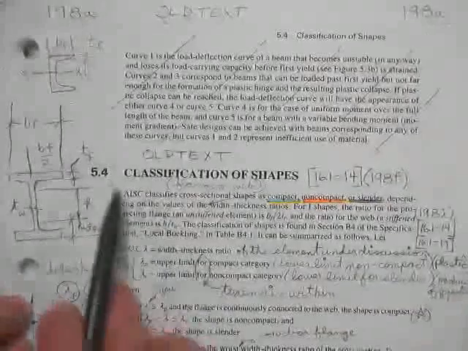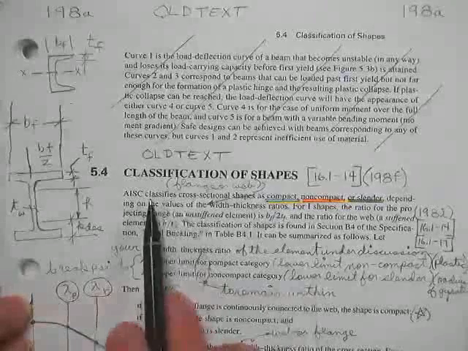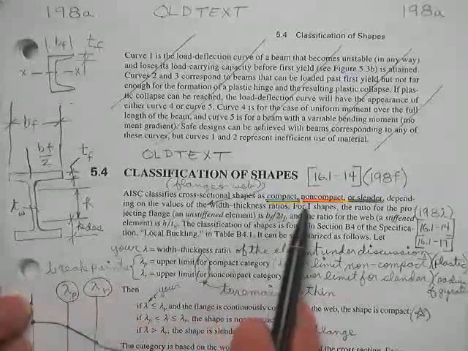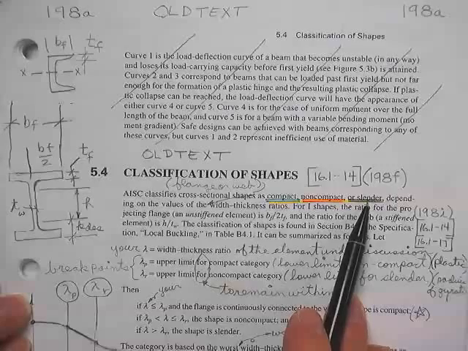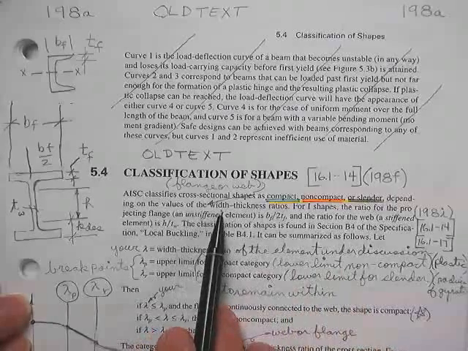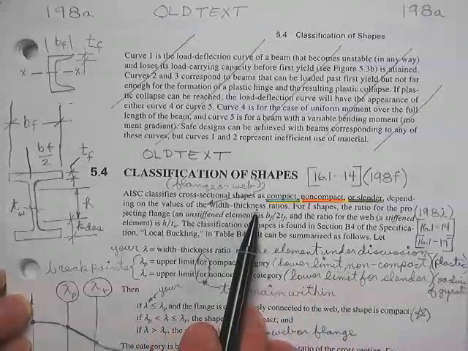And I'm dropping back to the old text because I got too much commitment to it here. But it's the same number, same name, same word, same everything. AISC has compact, non-compact, or slender flanges and webs. They depend on how much they stick out versus how thick they are.